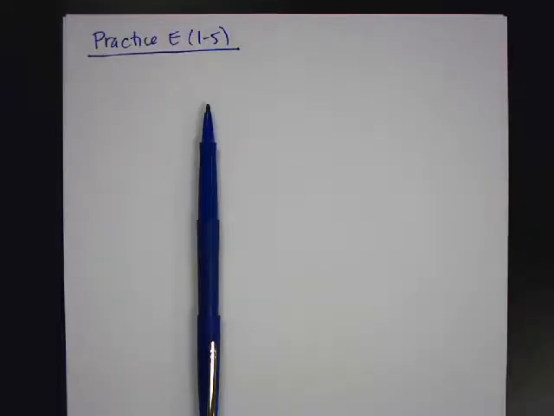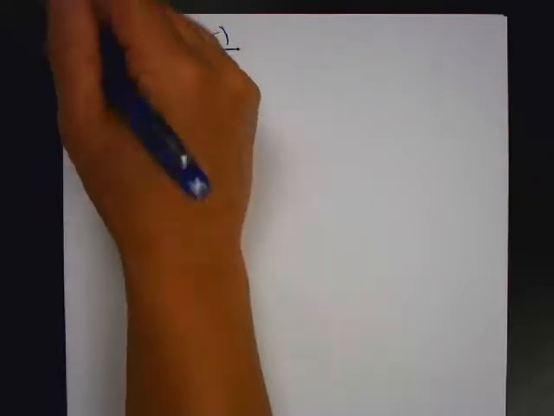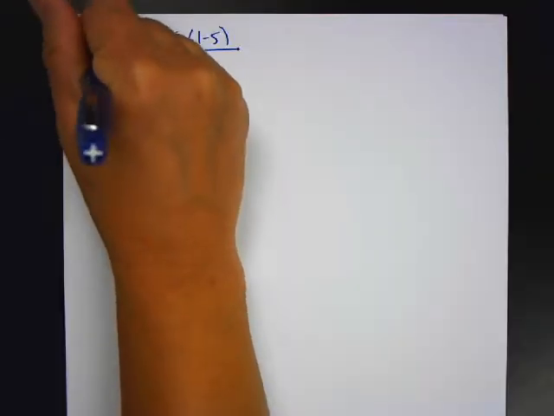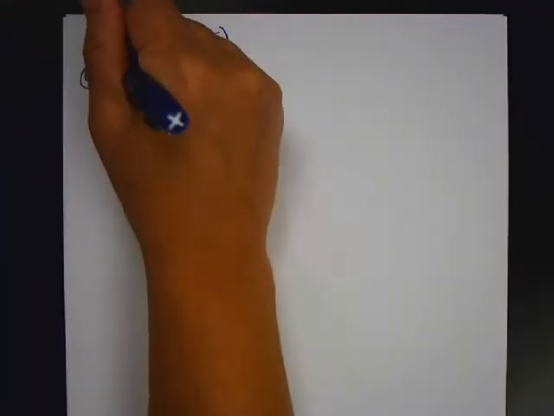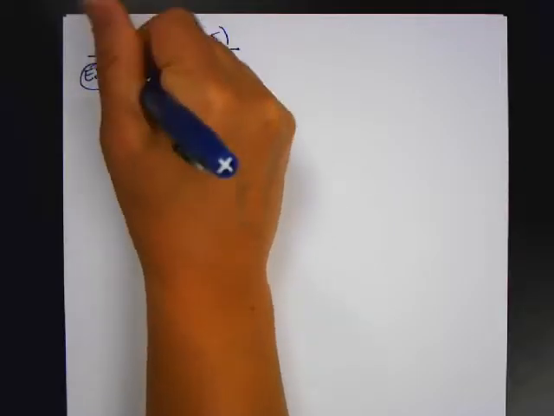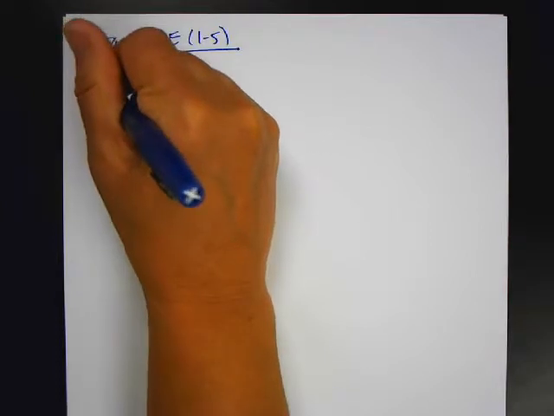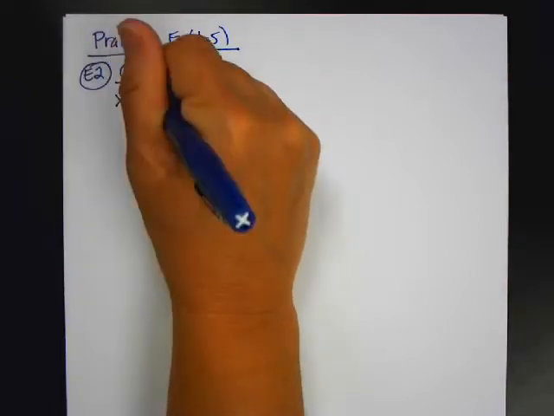Okay, so we're going to do practice E, projectiles launched at an angle. So the first thing we're going to do is E2. E2 is a little bit more difficult than E1. So we're going to write our given. Now remember, on these types of problems, we always want to separate our x and y given.